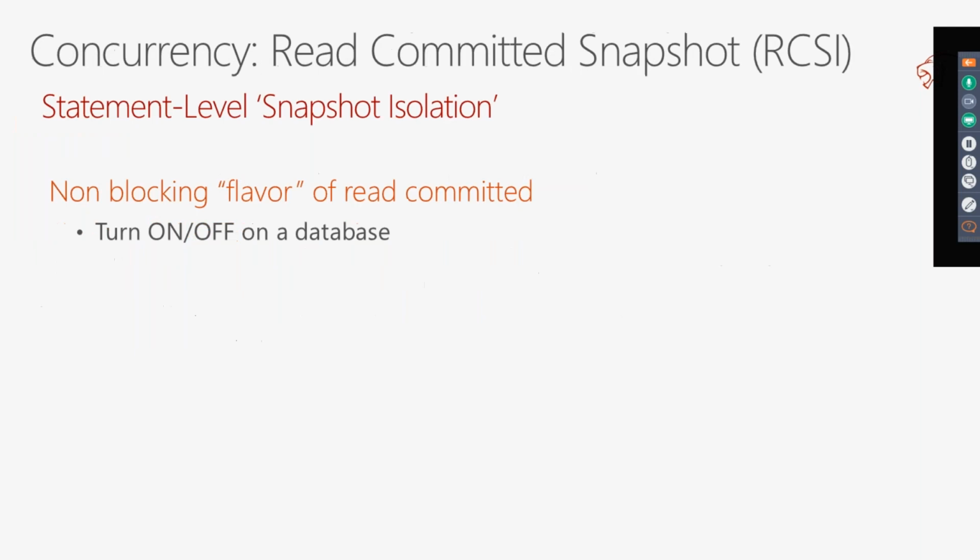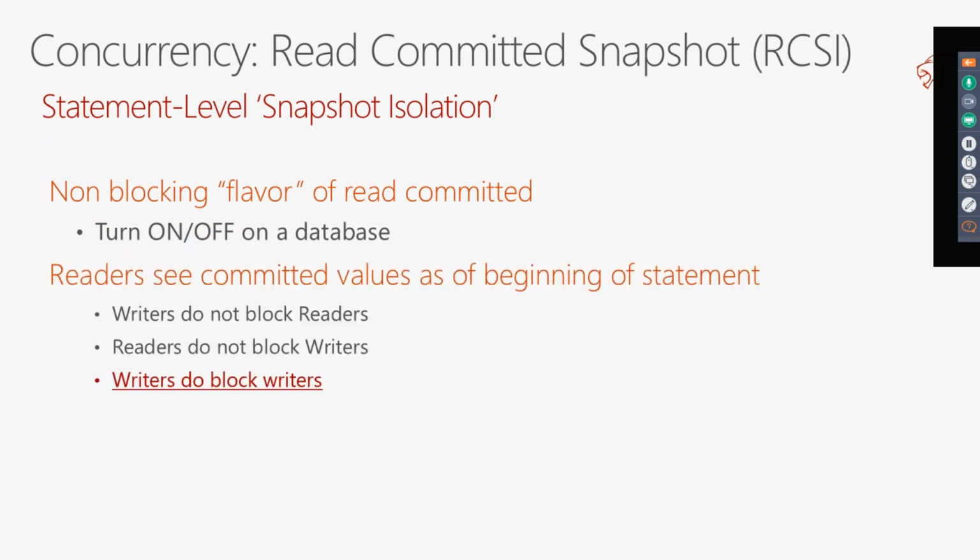Very important point, okay? So here is the thing about RCSI. There are two ways SQL Server allows row versioning to be used. One is at the statement level, and the second one is at the transaction level. I'm going to talk about the statement level first. You can enable this at the database level. You can say allow read committed snapshot at the database level.